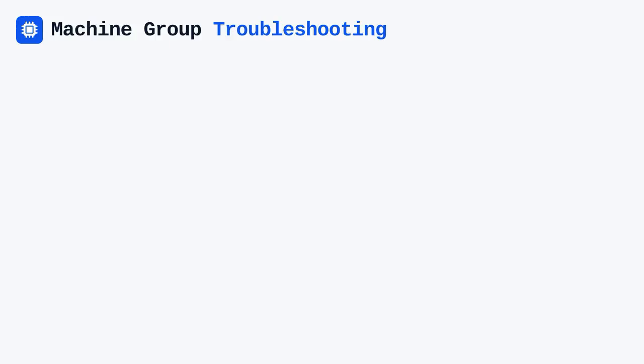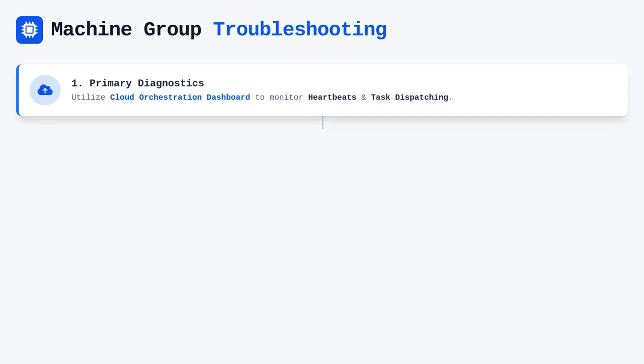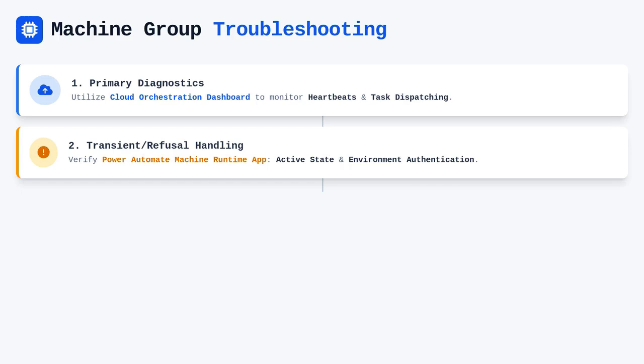In troubleshooting issues within a machine group, the primary diagnostic information is retrieved through the cloud orchestration dashboard that keeps track of heartbeats and task dispatching. If a machine remains in a transient state or consistently refuses to accept new incoming jobs, the first step is to verify that the Power Automate Machine Runtime app is active and correctly authenticated with your environment.